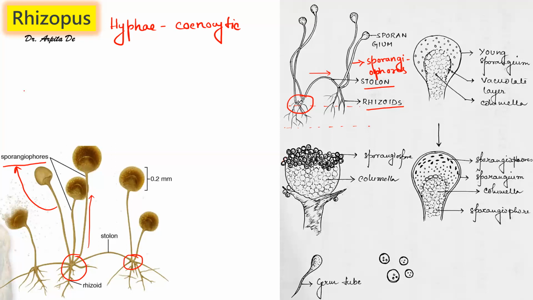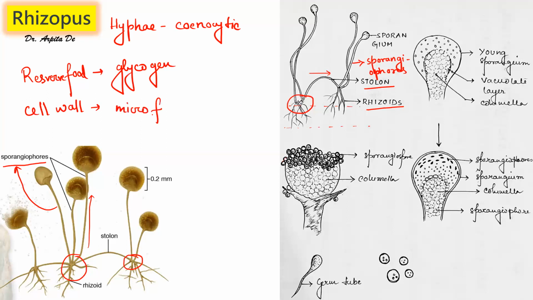So what is the reserve food? Reserve food is glycogen. Cell wall is basically composed of microfibrils of chitin. This is what it is composed of.